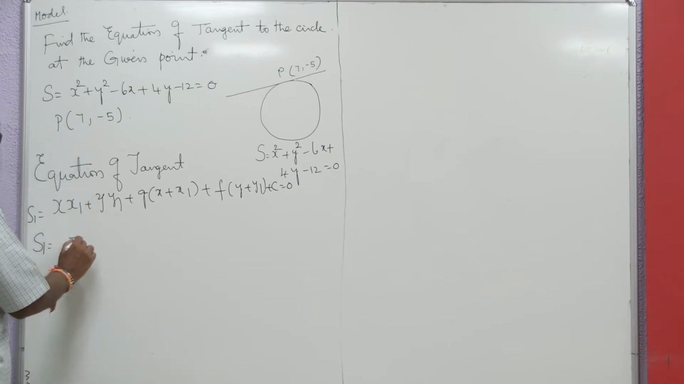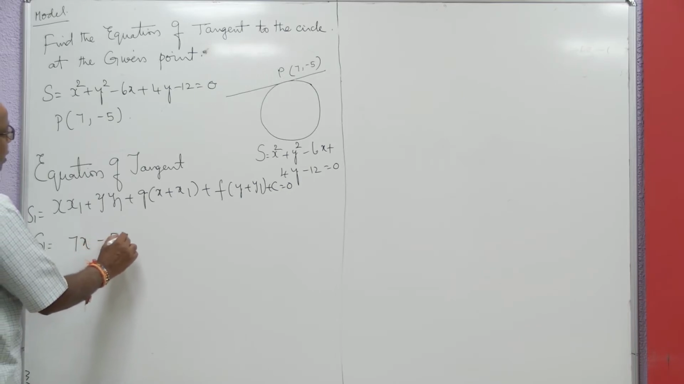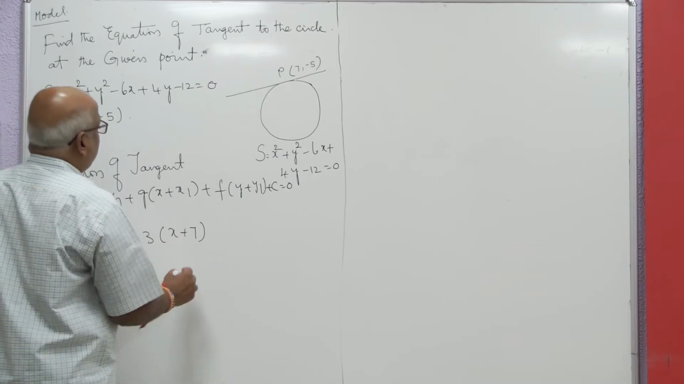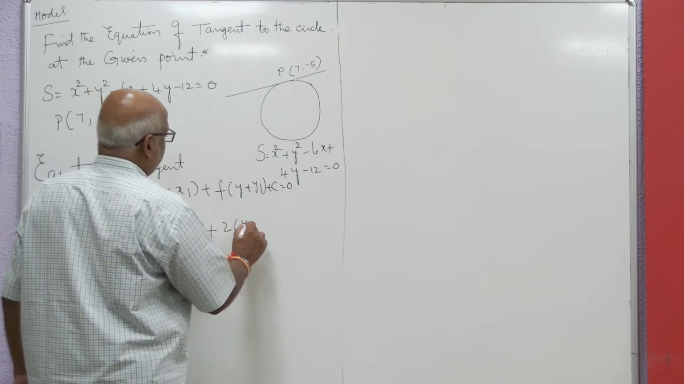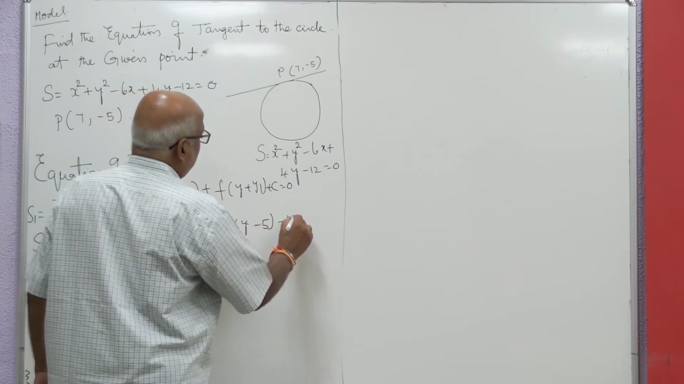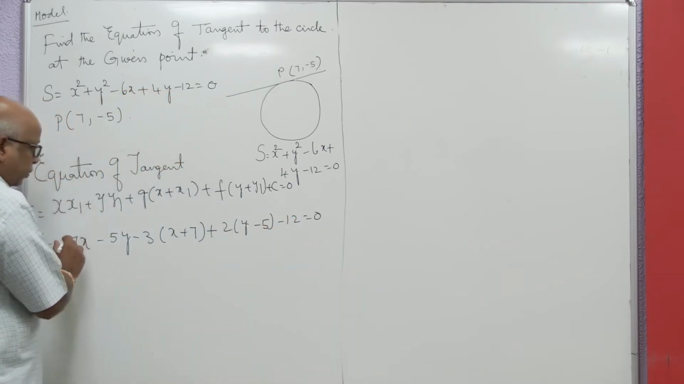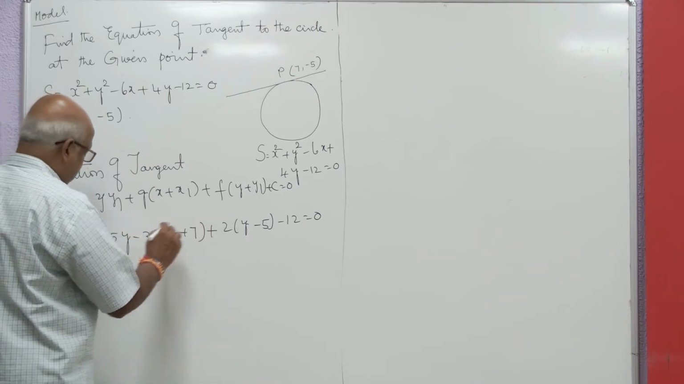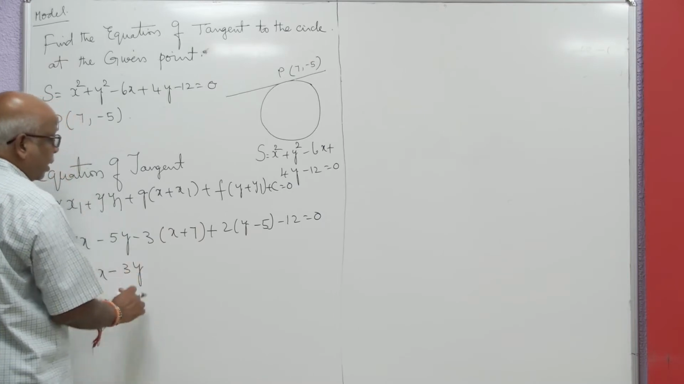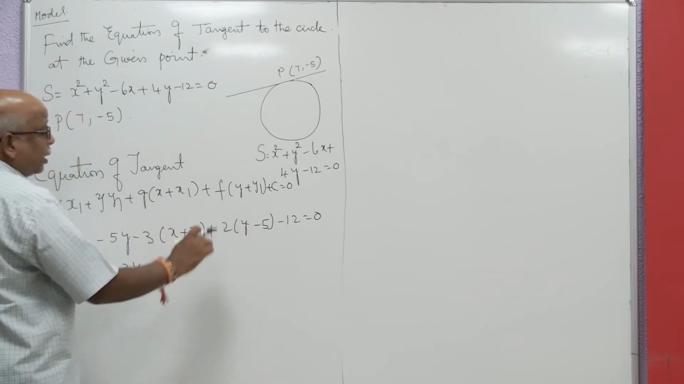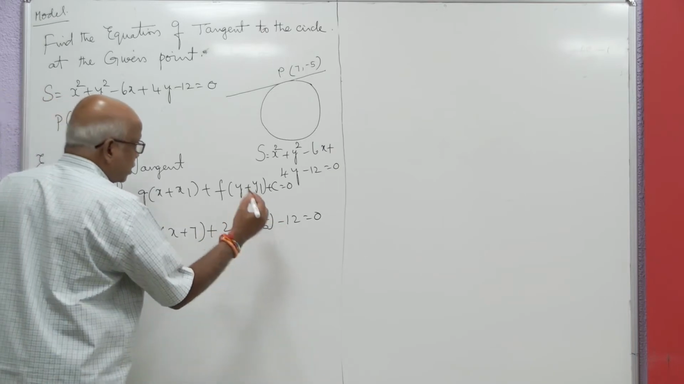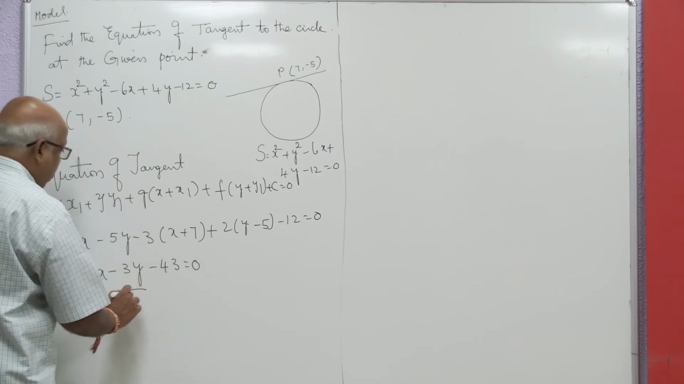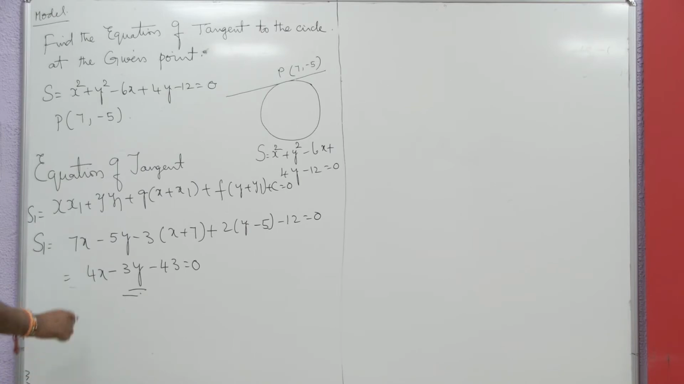xx1 is 7x, yy1 is minus 5y, plus g means minus 3 into x plus 7, plus f, 2, into y minus 5, plus c, minus 12 equal to 0. 7x minus 3x is 4x, minus 5y plus 2y is minus 3y, minus 21 minus 10 is minus 31, minus 12 is minus 43, equal to 0. That is the equation of the tangent.